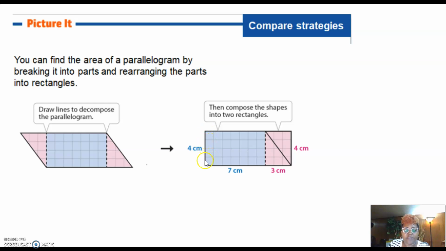So this side length is 4 centimeters and this side length is 7 centimeters. And then over here, we got 4 centimeters and 3 centimeters. So now we have all the components that we need to find area.